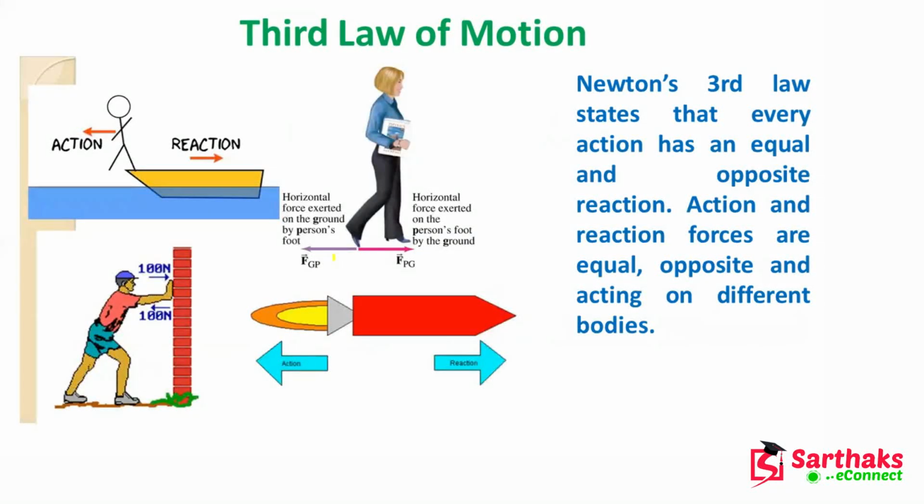Here, in the third law of motion, you can see this lady walking. Whenever she is walking, she is applying a force with her foot: a horizontal force exerted on the ground by the person's foot, and a horizontal force exerted on the person's foot by the ground, right? So she is giving one force to the ground, and the ground is also giving another force to the lady's foot.